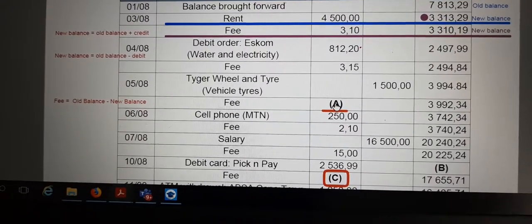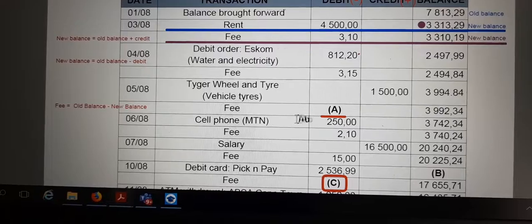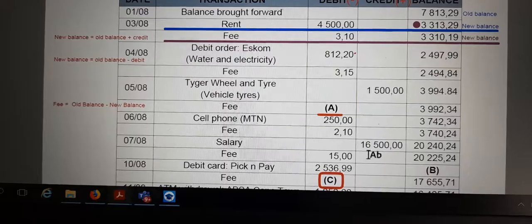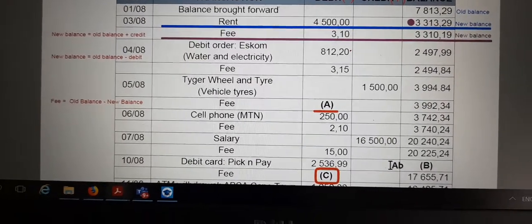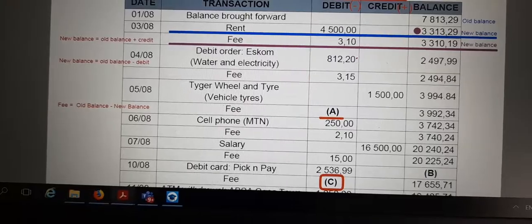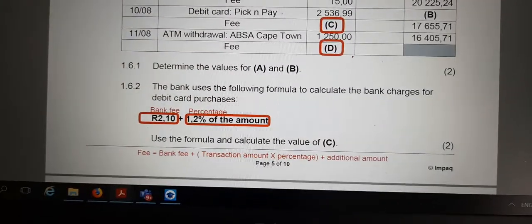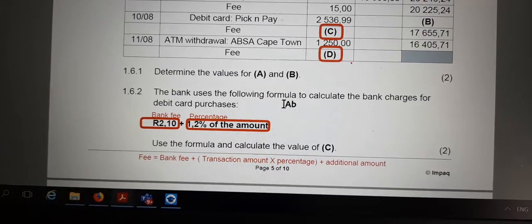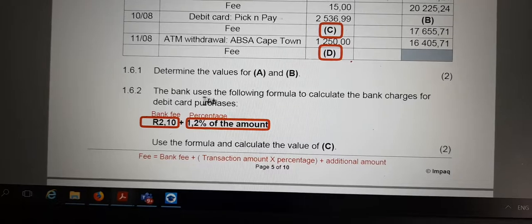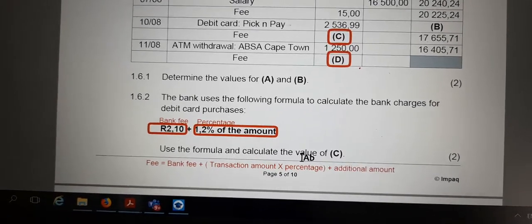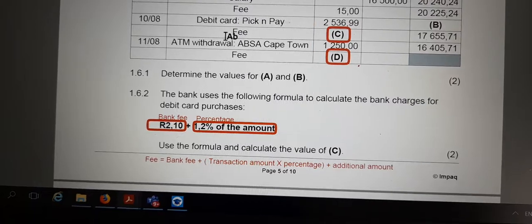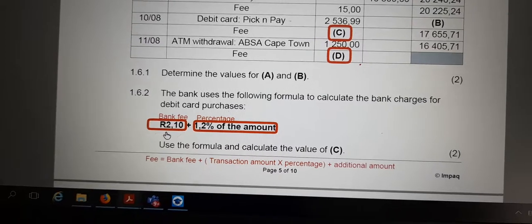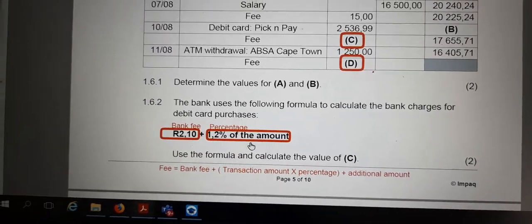Okay, but sometimes they ask you to calculate the fee using a formula. They will tell you that and they will give you the formula. Let's go to the bottom of this problem and I will show you how they do that. You see now, number 1.62, they give you the formula. They say use the formula to calculate the value of C. You see, C is a fee, so we must calculate it. This is the formula: 2 rand 10 cent plus 1.2% of the amount.